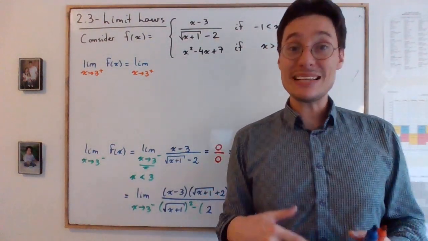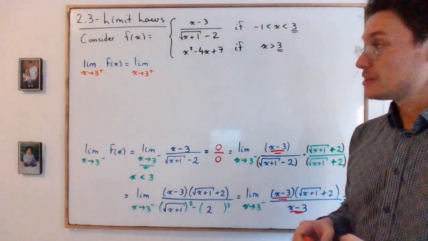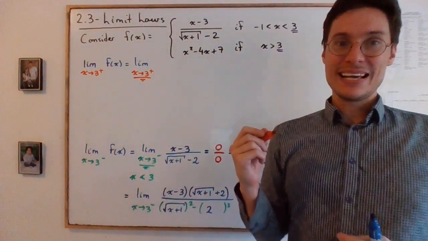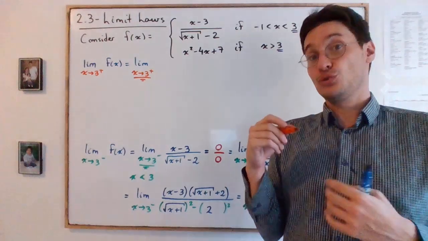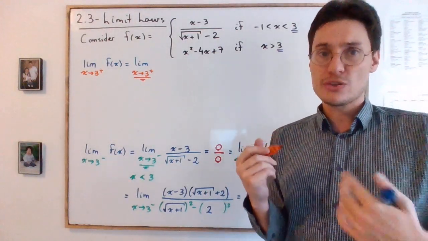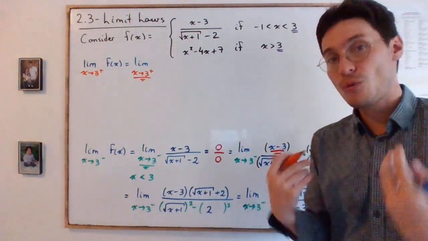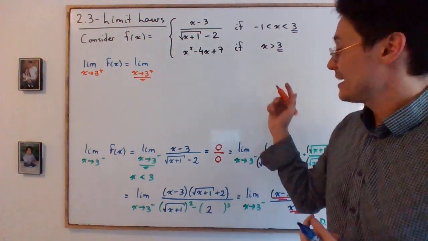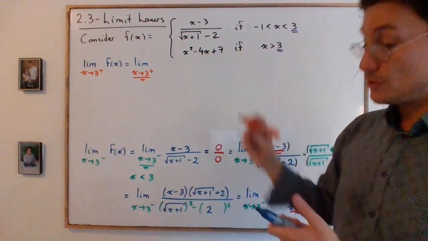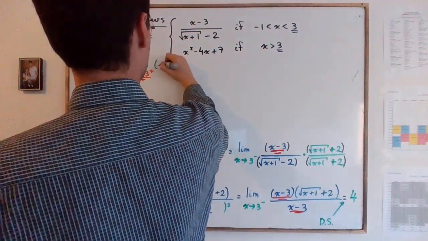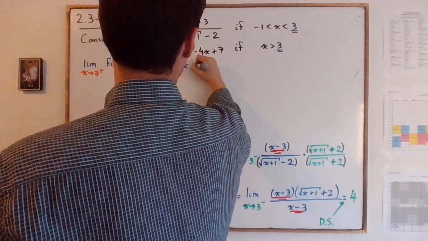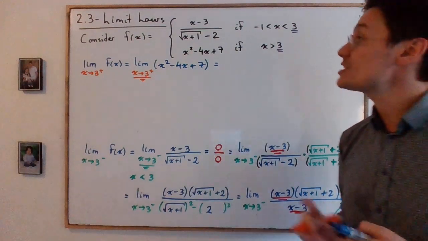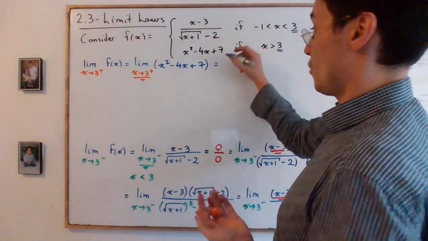So as you can see now, it's the opposite argument that's going on. If x is approaching 3 from above, it means that x is larger than 3. It's going to get to like 3.5, 3.1, 3.01, 3.001, but it's going to stay above 3, which means that it's now this formula that we need to use. So copy it, x squared minus 4x plus 7. And this is an easy part because substitution is guaranteed to work here.